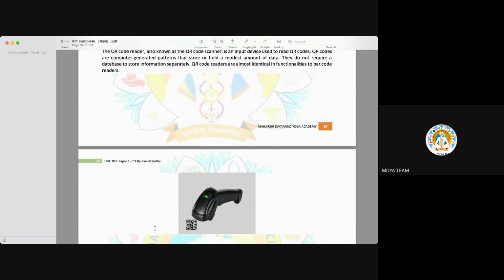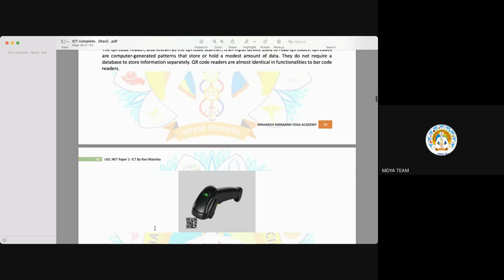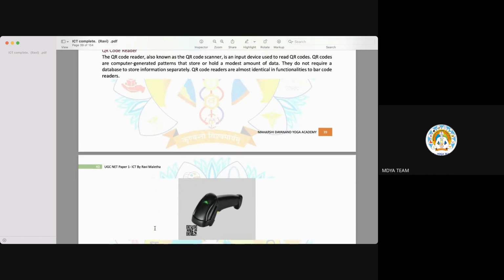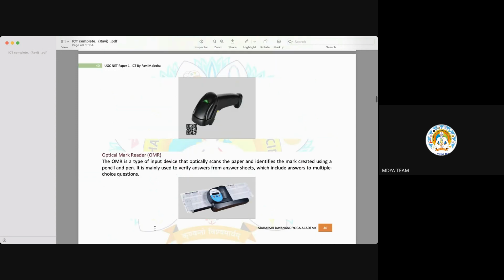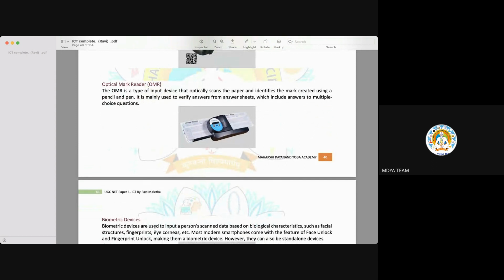Even during flights, when you enter, they don't check anything. They just want you to place your ticket on this QR code scanner, and then they allow you. They don't require a database to store the information separately. It is almost identical in functionality to the barcode readers. The pattern is somewhat different.